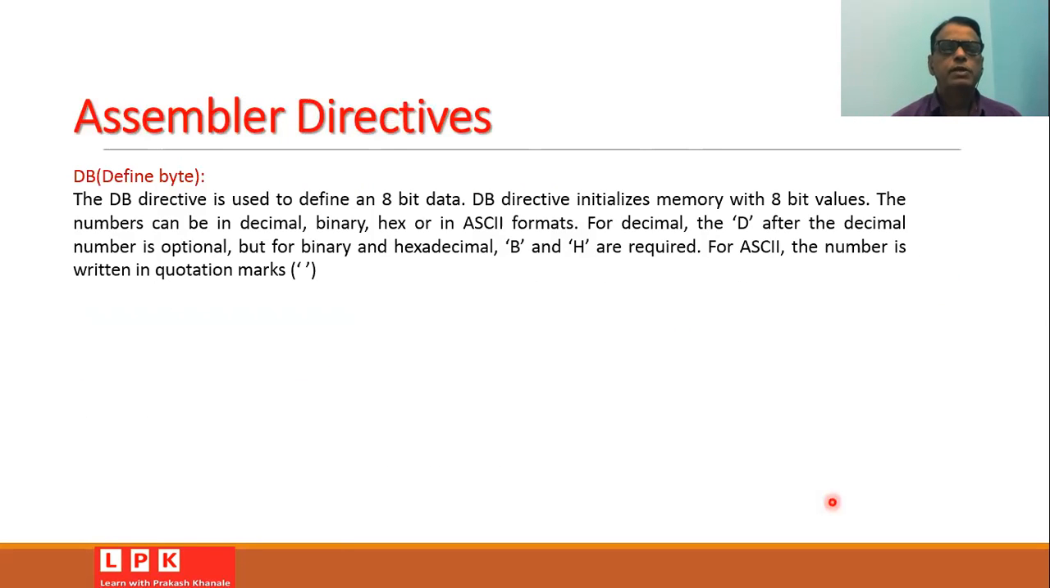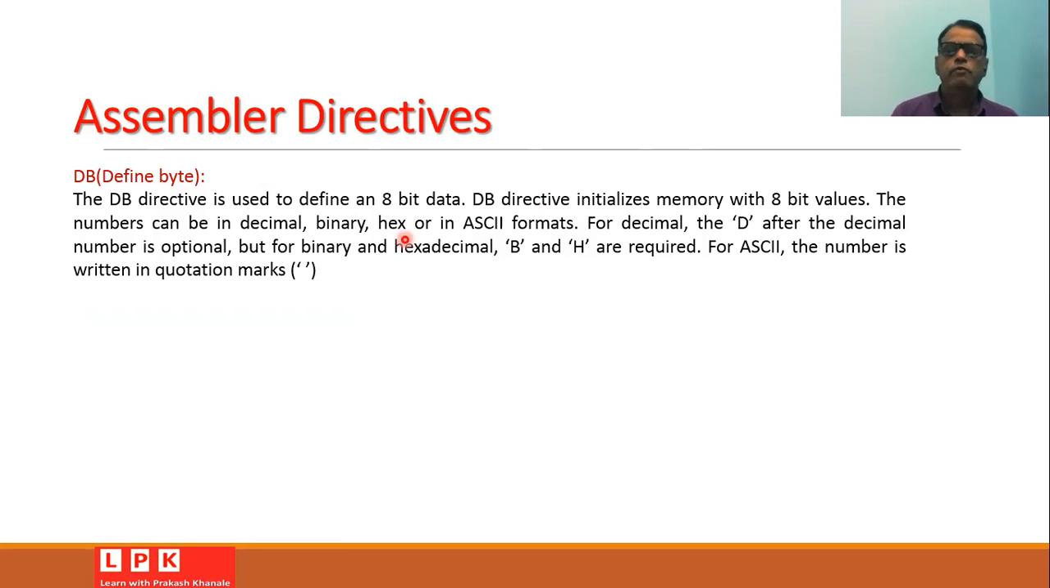Another directive that is commonly used is DB, which is called define byte. This directive is used to define 8-bit data. The DB directive initializes the memory with an 8-bit value, and the number can be a decimal number, a hexadecimal number, a binary number, or even in ASCII format.